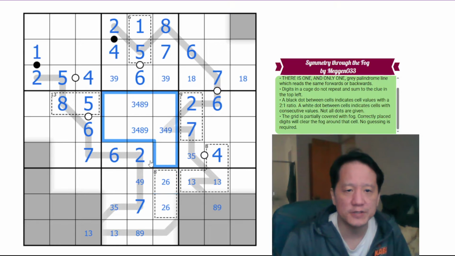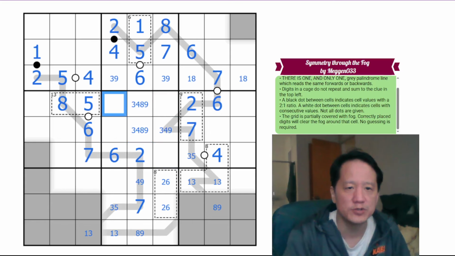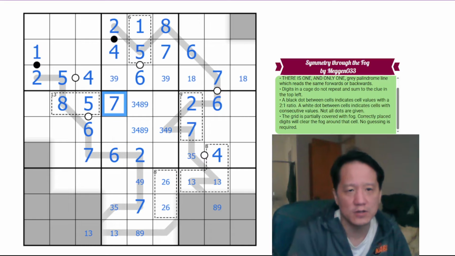Where is 7 in the central box? It can no longer be here or here or here or here because of 7's in the rows and columns. So this has to be 7 here.